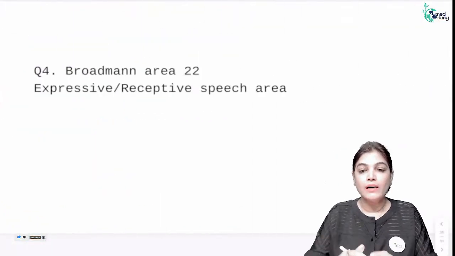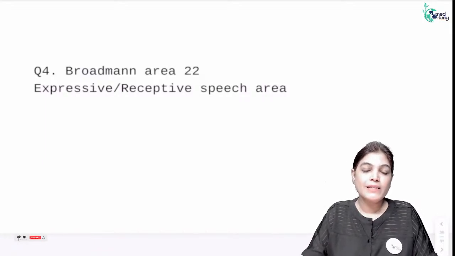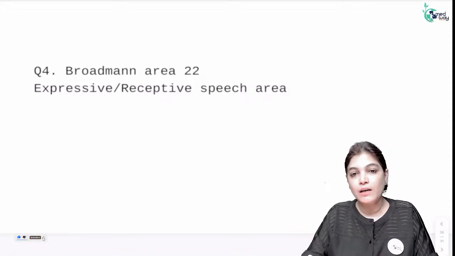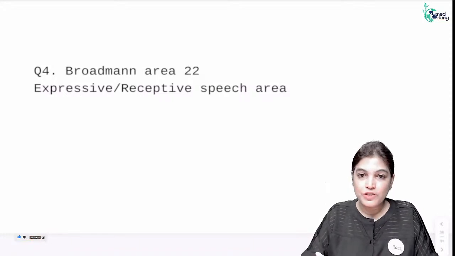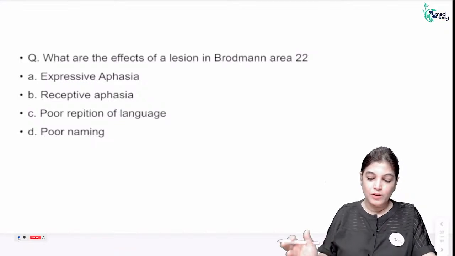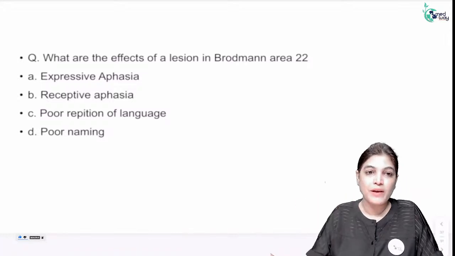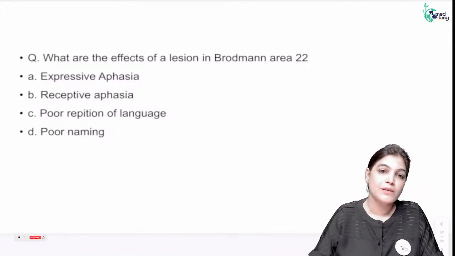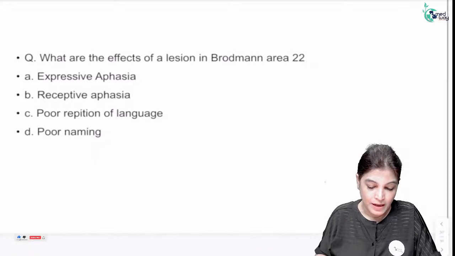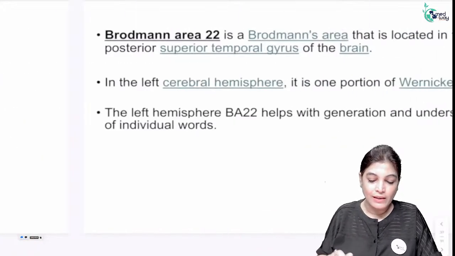One more question of anatomy was asked about Brodmann area 22 and what will be the effect of a lesion in this area. What are the effects of a lesion of Brodmann area 22? Whether it causes expressive aphasia, receptive aphasia, poor repetition of language, or poor naming. I will go with receptive aphasia, and I will tell you why.